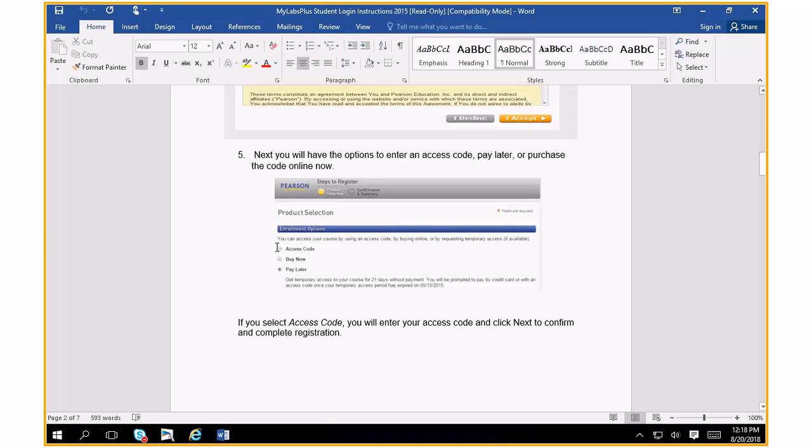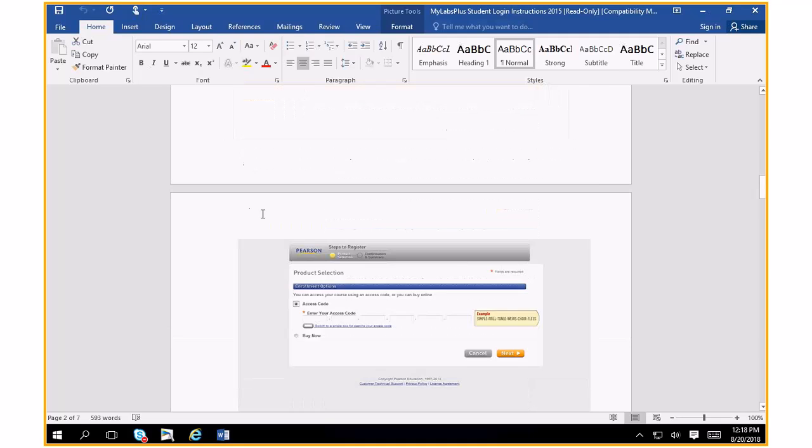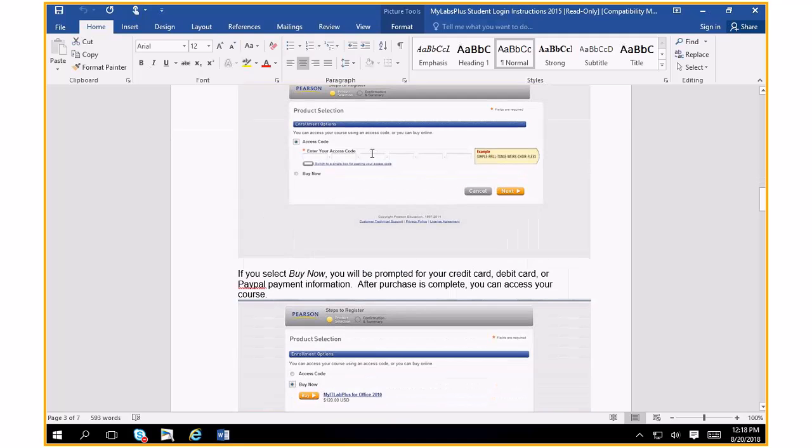That's what you're going to see. Access code means you have it in your hand. Buy now means that you want to go online and get it with a credit card or debit card. Pay later is the grace period. Okay? This is what the access code looks like. You punch it in. It's 16 digits. It'll come off a scratch-off card, or it'll come off a card that you peel the cover off of.